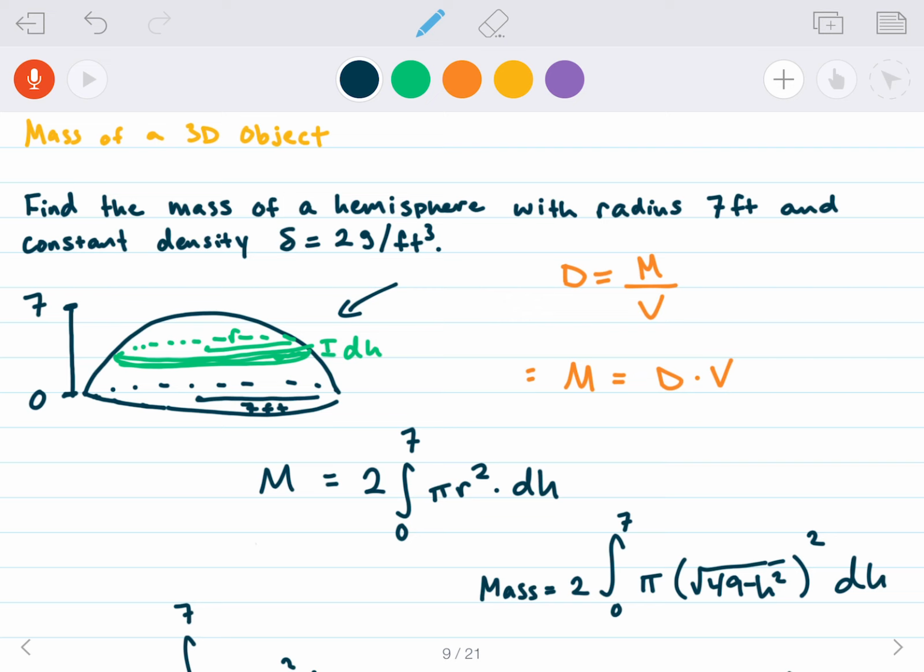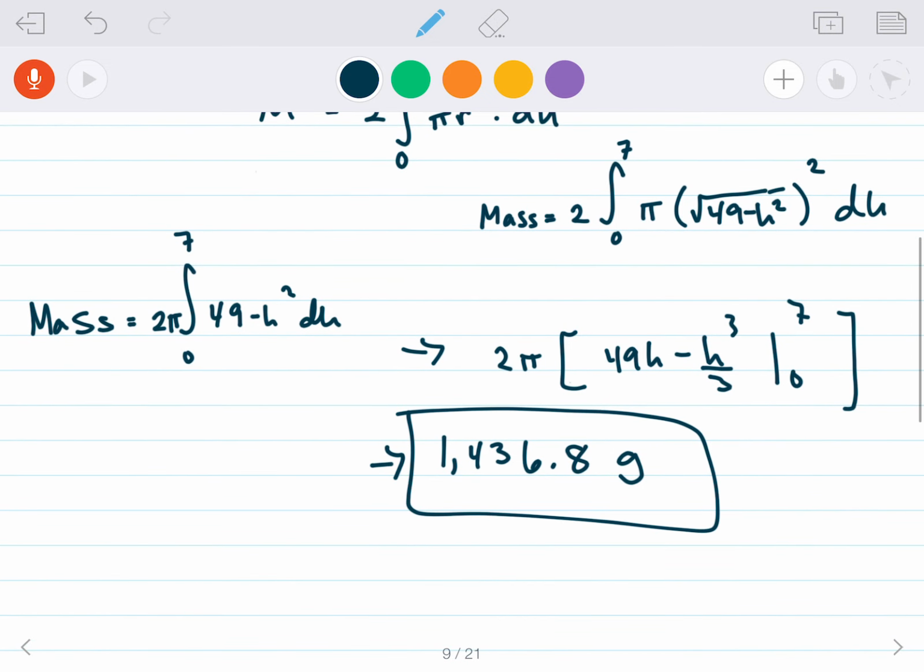In Calc 3, we're going to do more problems like this, but for three-dimensional objects we're going to have non-constant density, and we can use what are called double integrals to find that. So anyway, that's what we did. We did this in the three-dimensional case. Very nice.